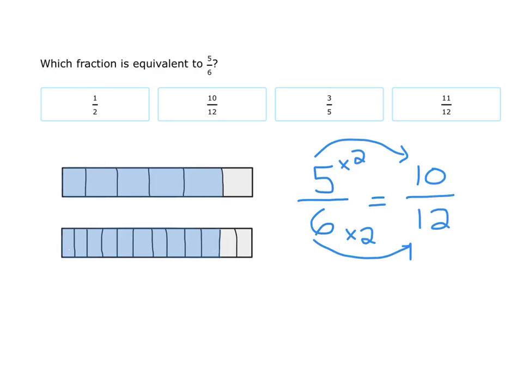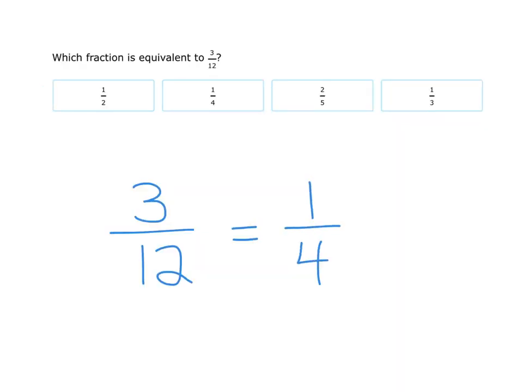So to review, one way we can make an equivalent fraction is take a fraction like 5/6 and times the numerator and denominator by 2, and you would find 10 twelfths is equivalent. Next question, which fraction is equivalent to 3 twelfths? 3 twelfths is equivalent to 1/4.